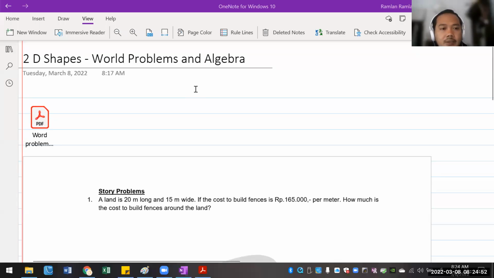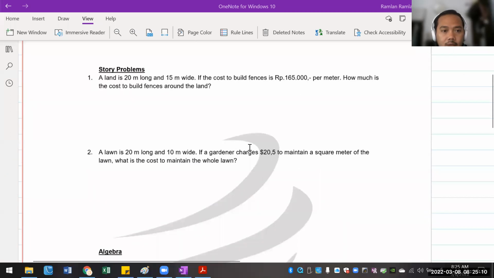Okay, so the topic that we're going to talk about is still the two-dimensional shapes, and we're going to specifically talk about word problems and algebra. Here I have a couple of examples on how we can solve word problems of two-dimensional shapes. I'm going to go to number one here.